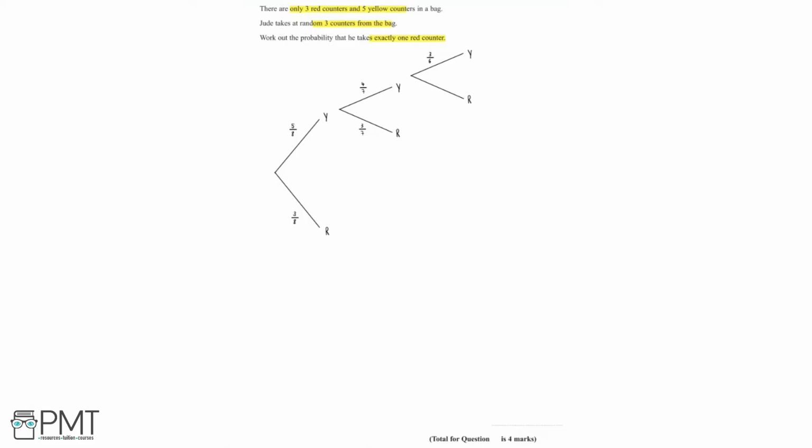Now the number of red counters still hasn't changed, because he's only taken yellow counters. And so the probability of taking a red counter on the third go would be equal to 3 out of the new total of 6.